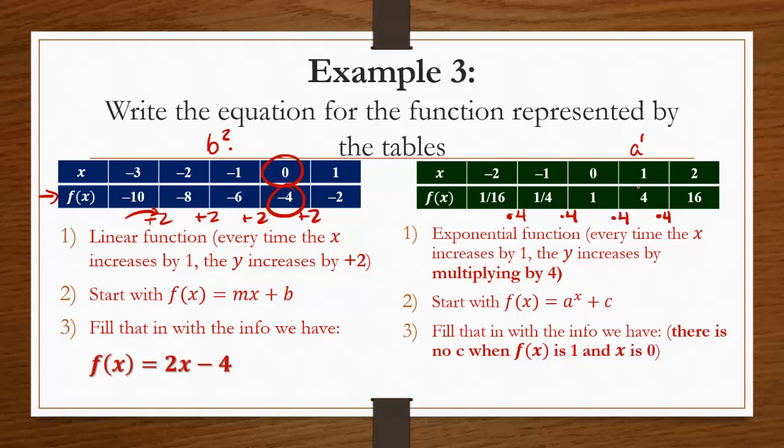Now, when x is 0 and f of x or y, whatever you want to call it, is 1, there is no c. So even though, yes, it's not 0, like it would be for a linear one if we didn't have anything over here, we're basically going to treat it like that. So when x is 0 and f of x or y is 1, then you don't put that there. You only have this, and a is whatever you're multiplying or dividing by. So f of x equals 4 to the x power. Okay?